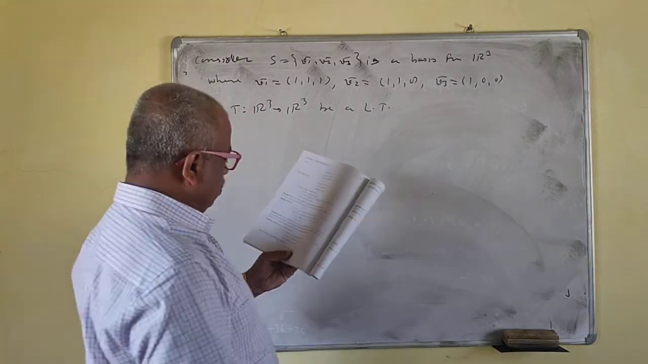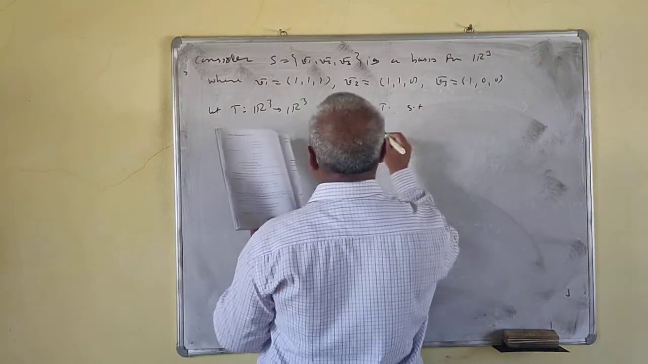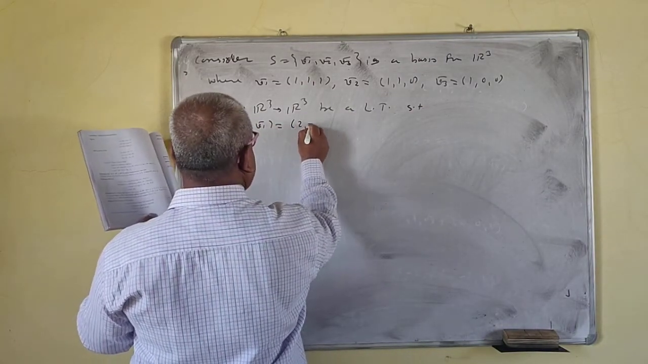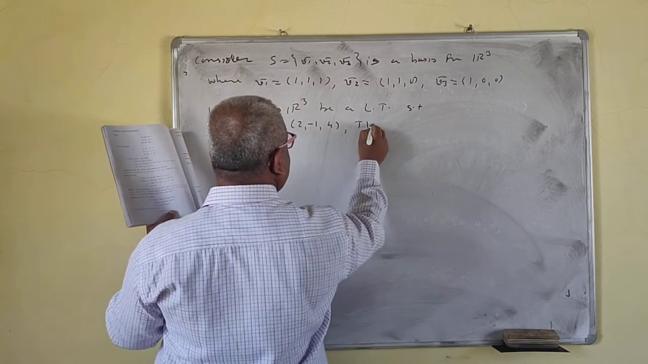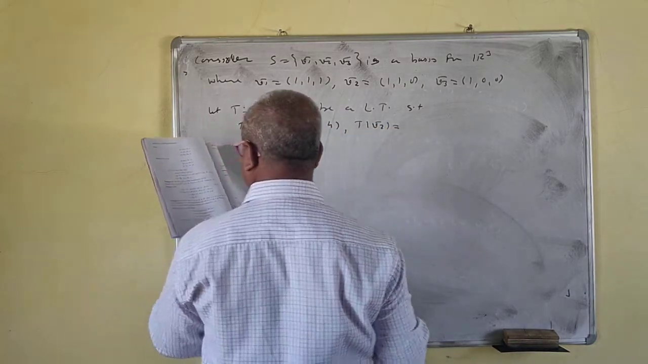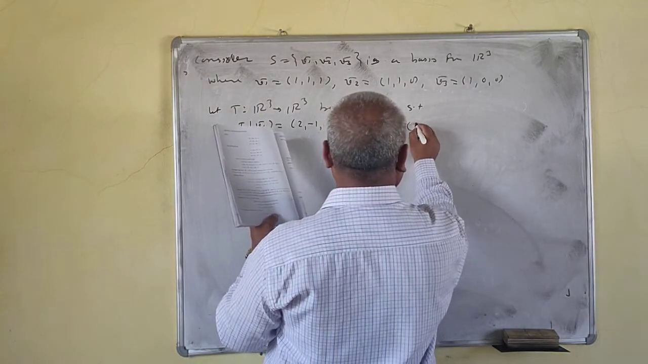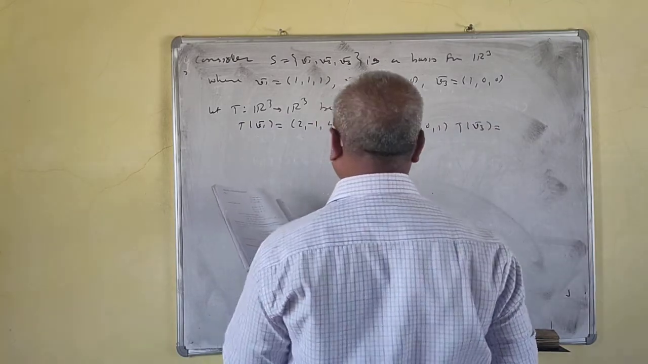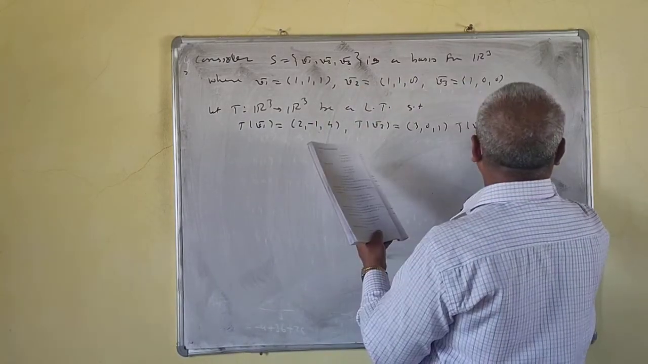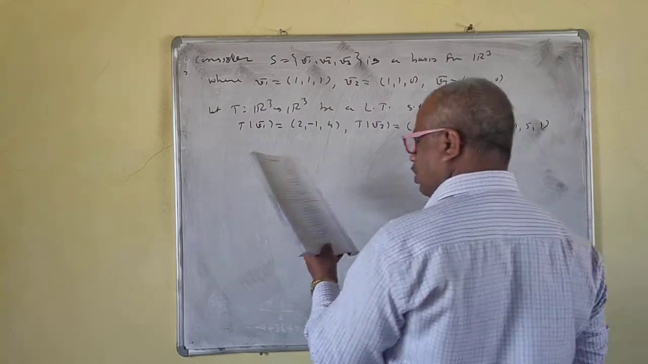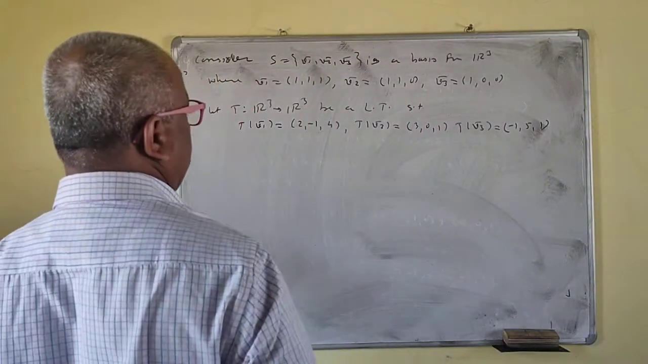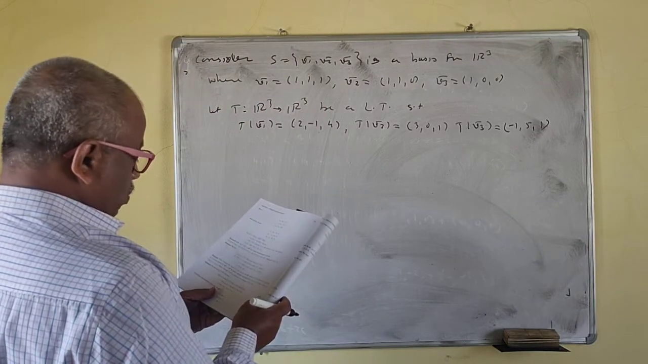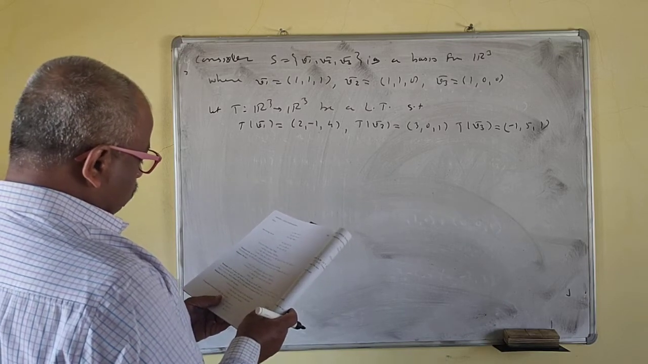I am using the short form T of V1 bar, such that T of V1 bar is equal to (2, -1, 4). T of V2 bar is equal to (3, 0, 1). T of V3 bar is equal to (-1, 5, 1).